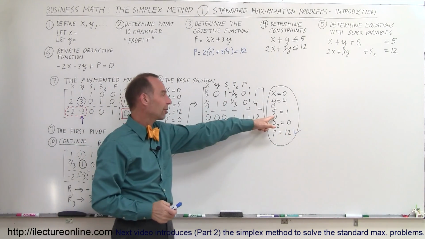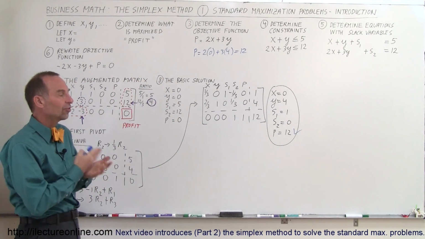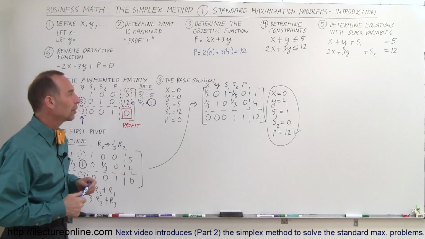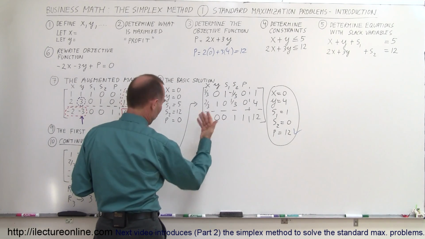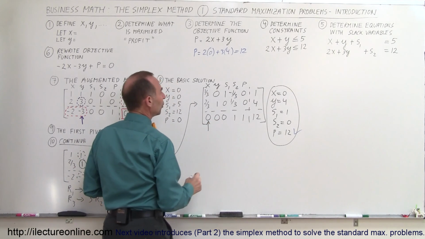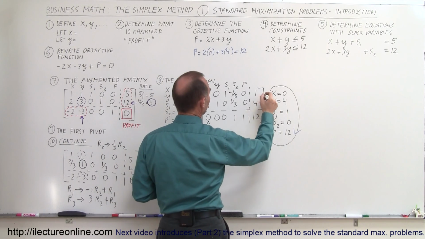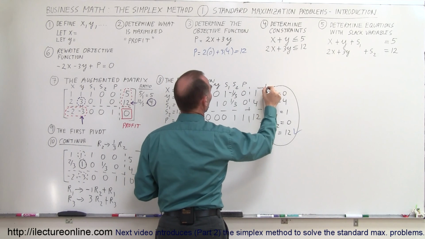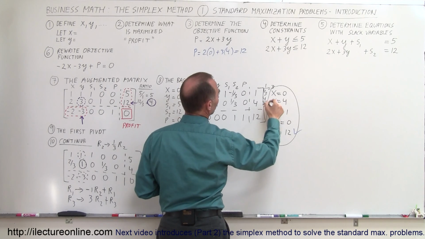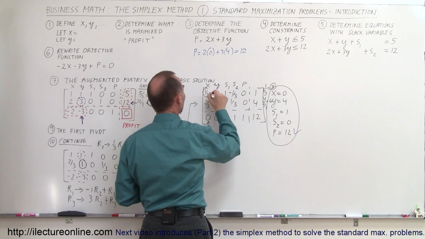Notice I still have a slack variable, S1 equals 1, which means I didn't utilize full capacity. As long as the slack variables did not go to 0, there still is room for potential improvement in the profit. So let's see what we can do now. Just to check it out, we're going to pivot about this point right there. If I do my ratio, I take 1 divided by 1/3, that's equal to 3, and 4 divided by 2/3, that's equal to 6. So 3 is the smaller number.